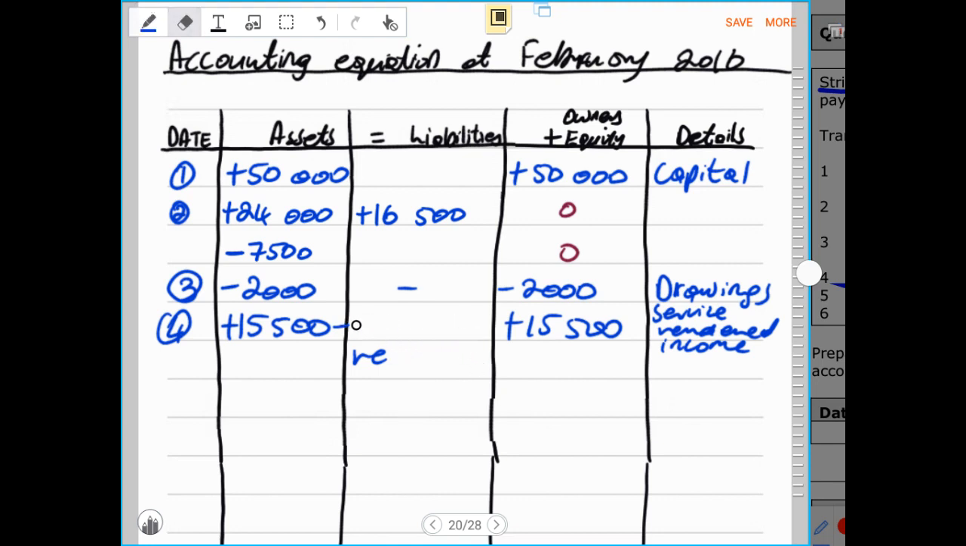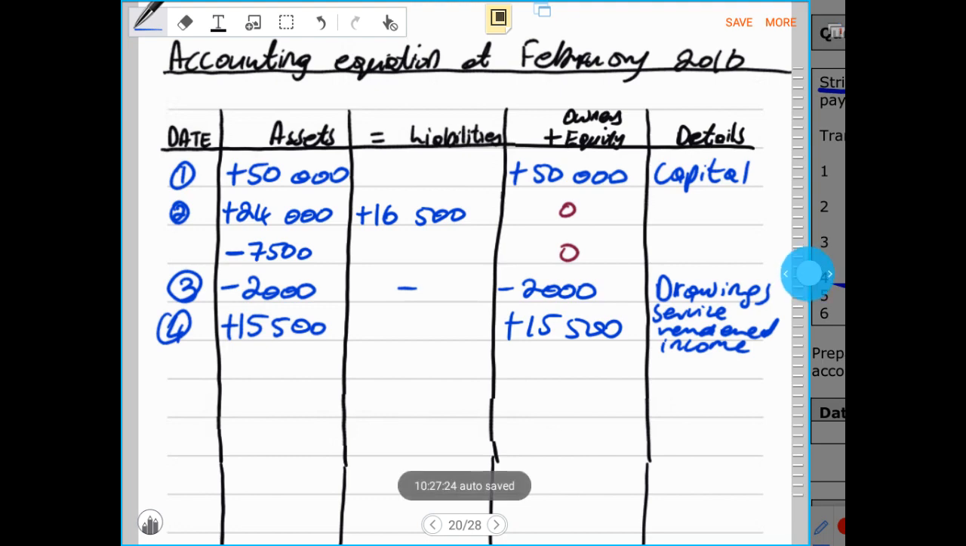Please, when you write in the exam, don't write this description. I just want to make sure that you are clarified. I'm doing this for your own understanding. And 15,500 is the income because the main income of this business is to render landscaping service. So now we write this under equity, as I mentioned to you that income and capital increase equity. Expense and drawings, they decrease equity.